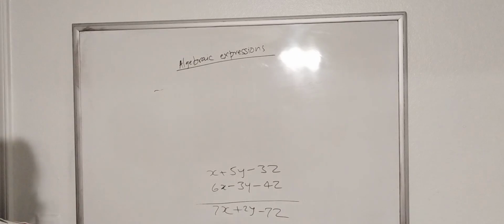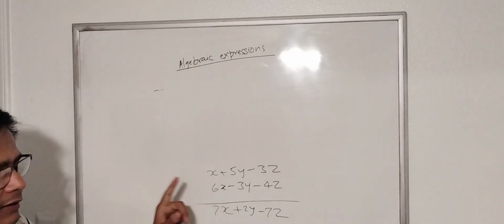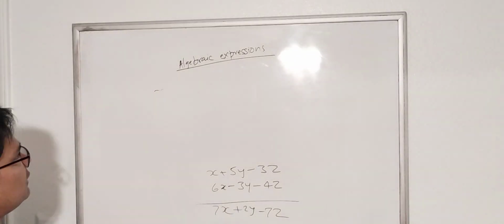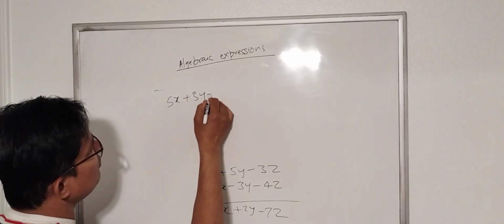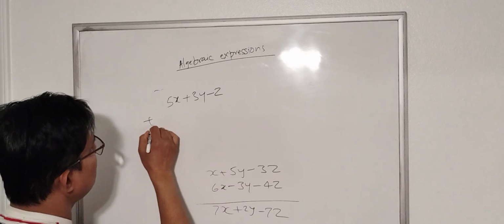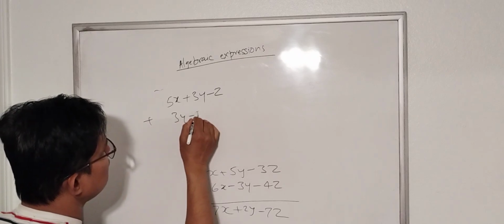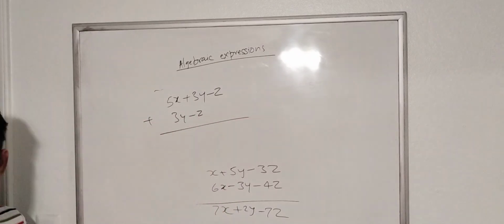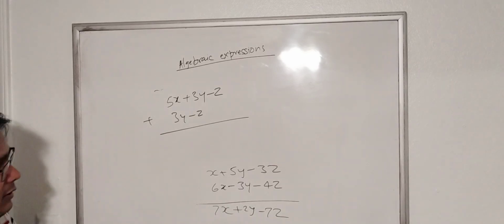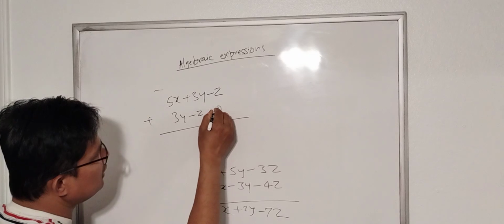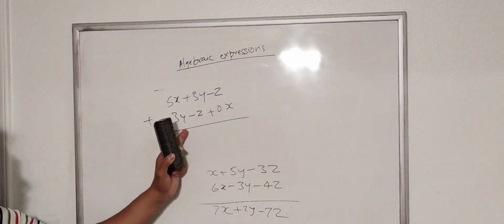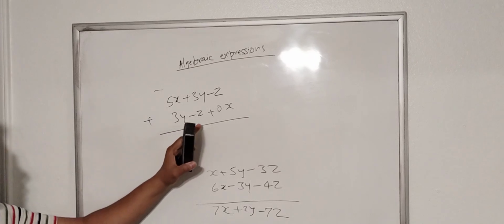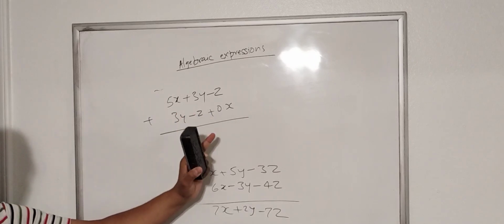It's also possible that one expression has fewer terms. Let's take this example. 5x plus 3y minus z and plus 3y minus z. So it does not have x. So what you have to do, if it does not have x, the easiest way is you can say 0 times x, because if you multiply 0 to anything, it will remain 0. So you are not changing the second expression. So you can add 0x or subtract 0x.